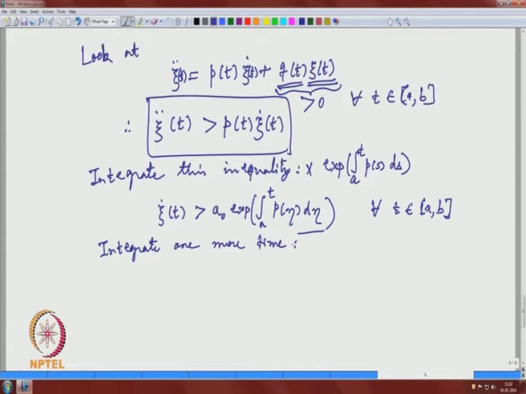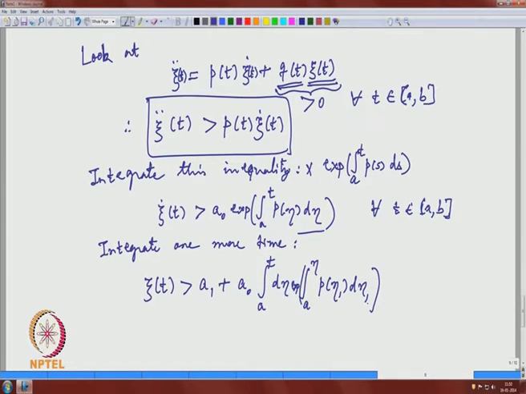Okay, to obtain. So, finally, we have xi t is bigger than a 1 plus a 0. So, there is a double integral. So, let me write it first. So, a to t, let me write d eta and then exponential as it is a to eta p eta 1 d eta 1. So, there is a double integral here. Okay. That is fine.